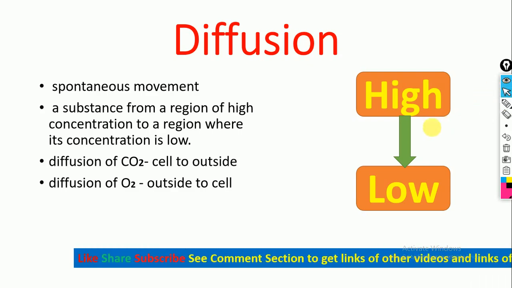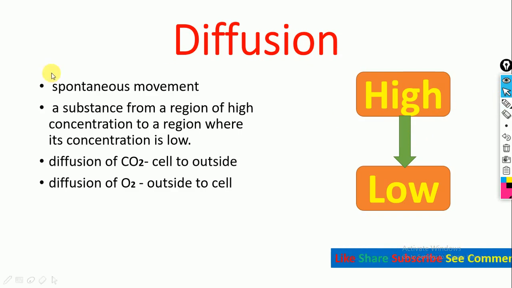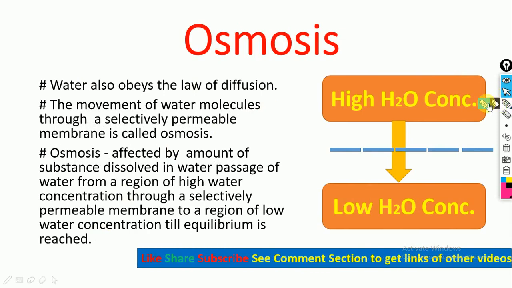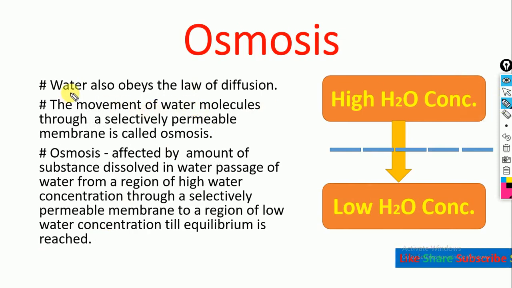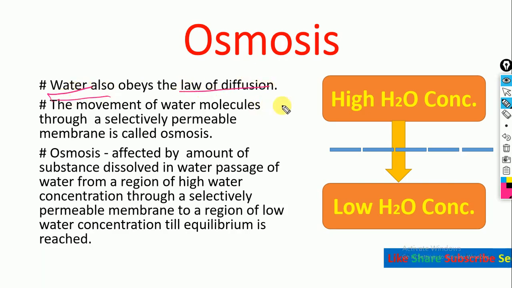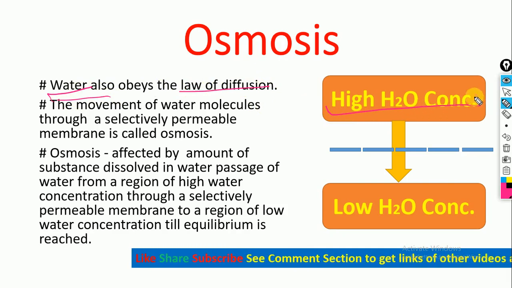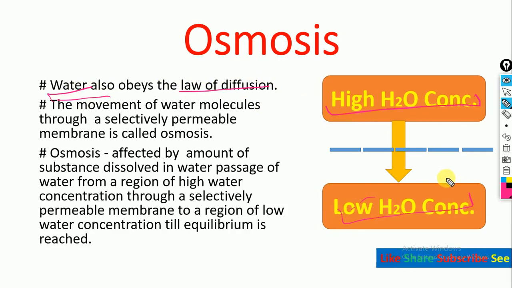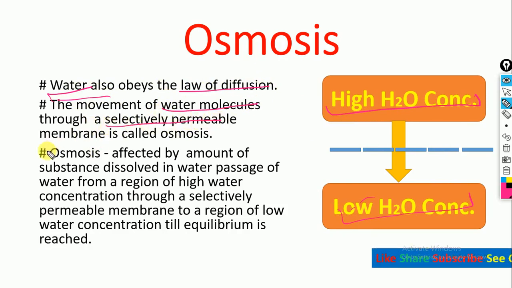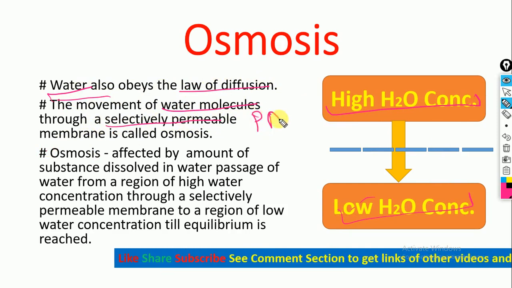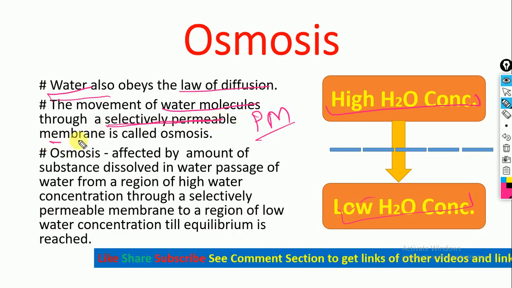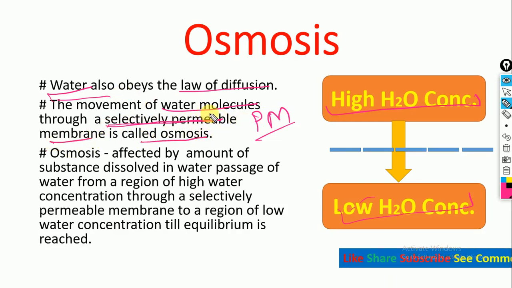Now next, osmosis. Here it says that water obeys the law of diffusion. That means it moves from high H2O concentration to low H2O concentration. The movement of water molecules through a selectively permeable membrane, that is the plasma membrane, is called osmosis. The plasma membrane is selectively permeable, so that's why it is written here. That is the movement of water molecules.